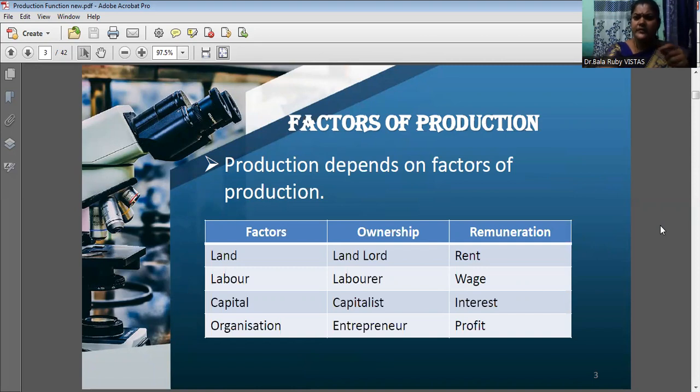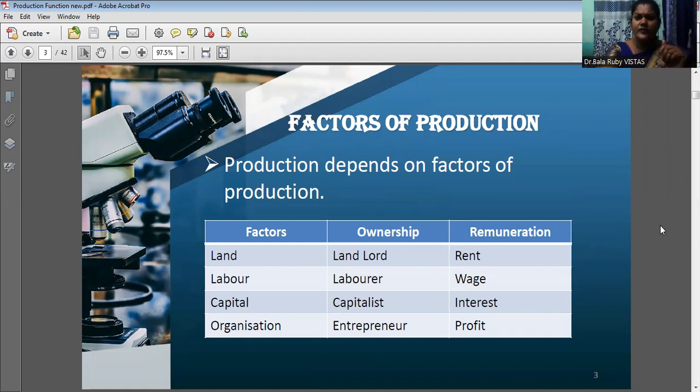Then this production mainly depends on the factors of production. Mainly, there are four factors of production. What are they? Land, labor, capital, and organization. If you see the ownership, the owner of the land is considered a landlord, the owner of the labor is considered a laborer, the owner of the capital is known as a capitalist, and the owner of the organization is considered an entrepreneur.